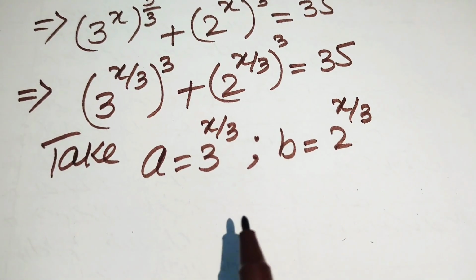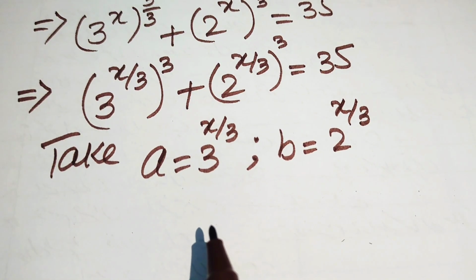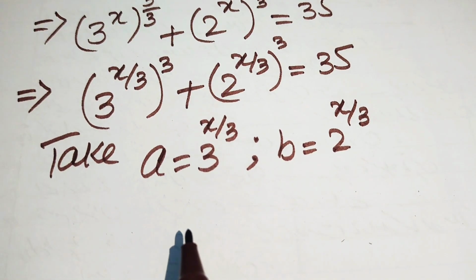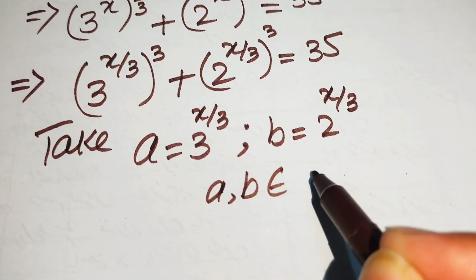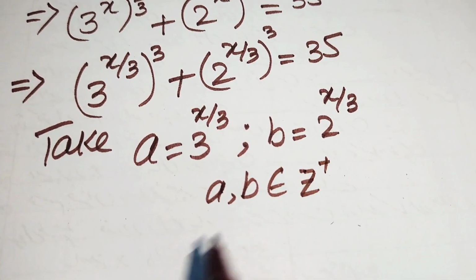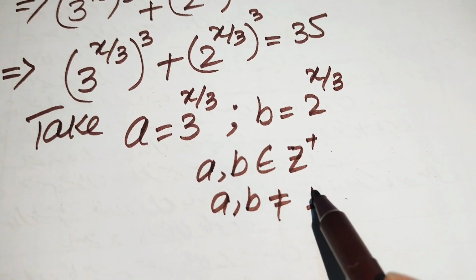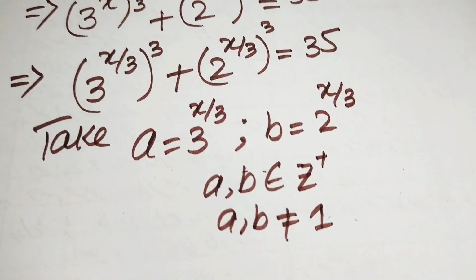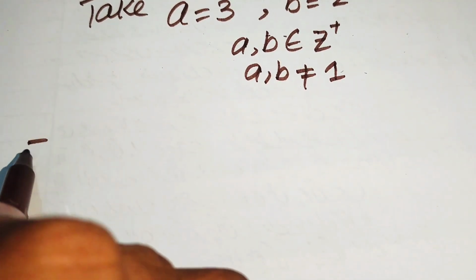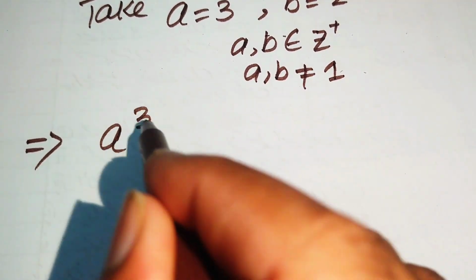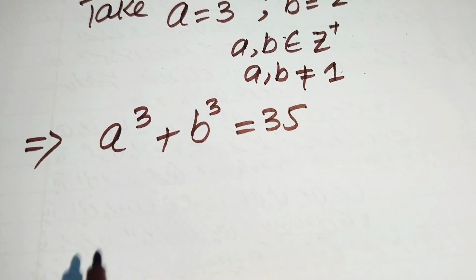So here you see that our a and b are exponential functions, and we know that exponential functions always give us positive values, so here we just say that our a and b must be positive integers. Okay, and a and b are not equal to 1, so this is the condition on a and b. And now we substitute these two values in the above equation, so that our above equation will be written as a cubed plus b cubed equals 35.